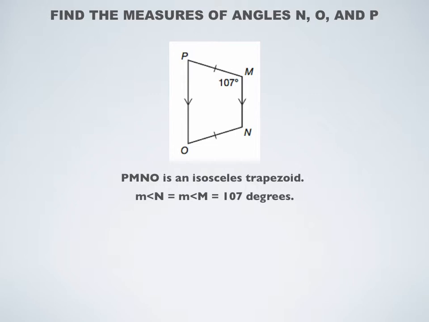And because the bases are parallel, angles P and M are actually same side interior angles, and so they're supplementary. So the measure of angle P is 180 minus 107 degrees, that's 73 degrees. And the measure of angle O is also 73 degrees, again because this is an isosceles trapezoid and the base angles are congruent.